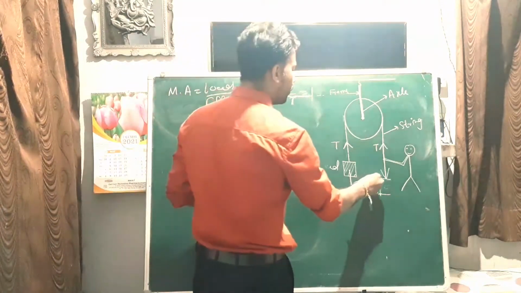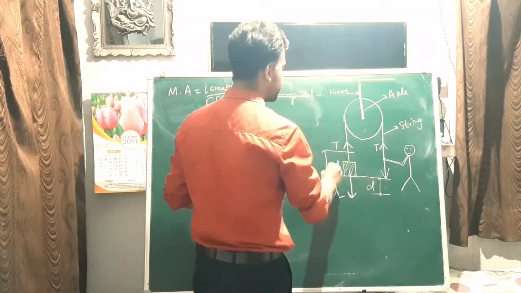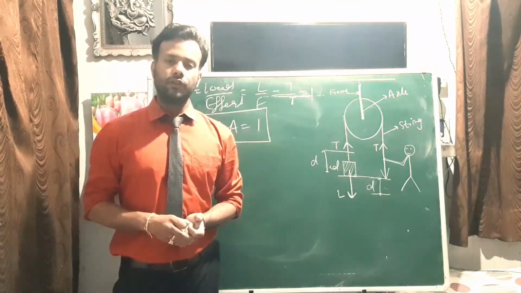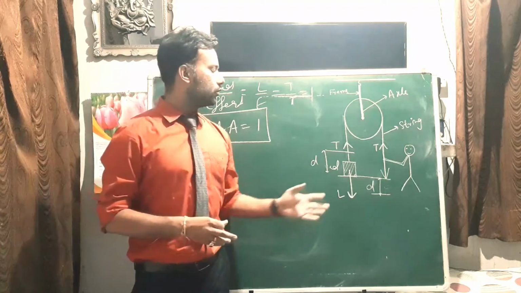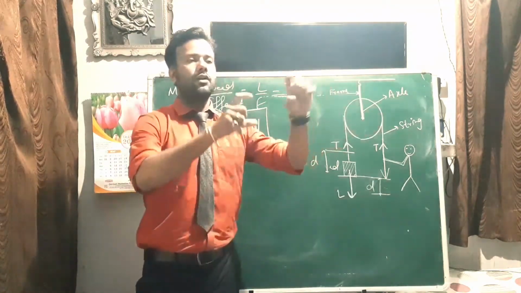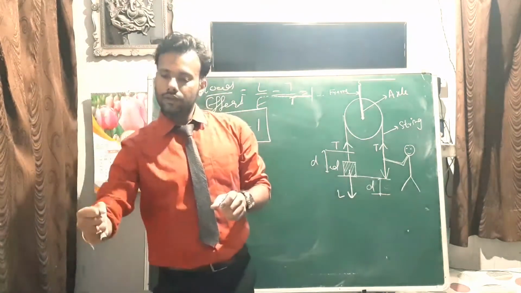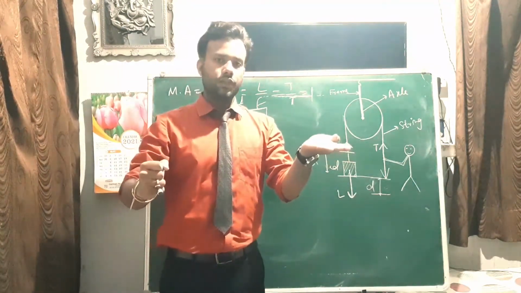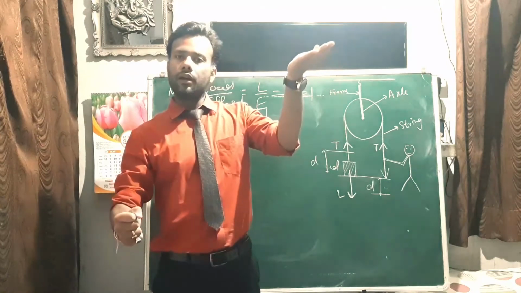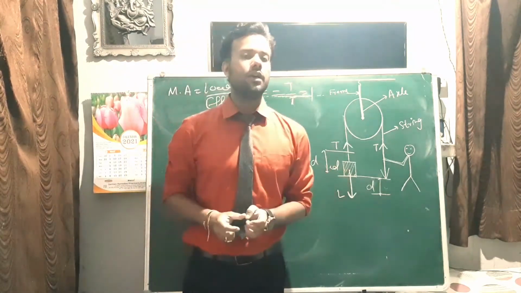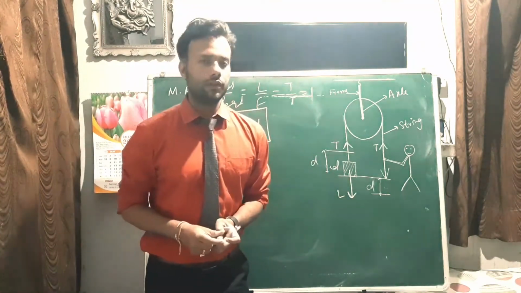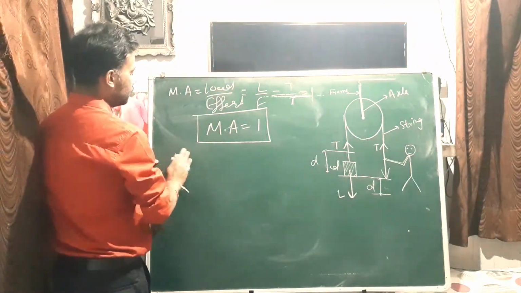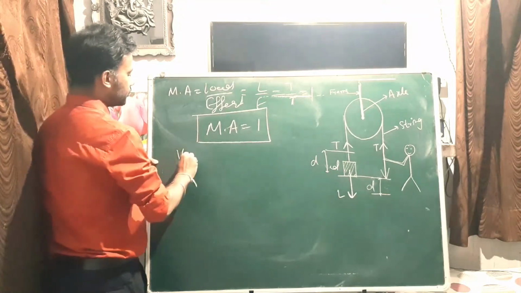Obviously the load will also travel the same amount d upwards, right? Obviously, because the string is directly connected, so if 1 centimeter is pulled here, the other side of the string will go 1 centimeter up. That means the distance traveled by the effort is equal to the distance traveled by the load. So what will be the velocity ratio?